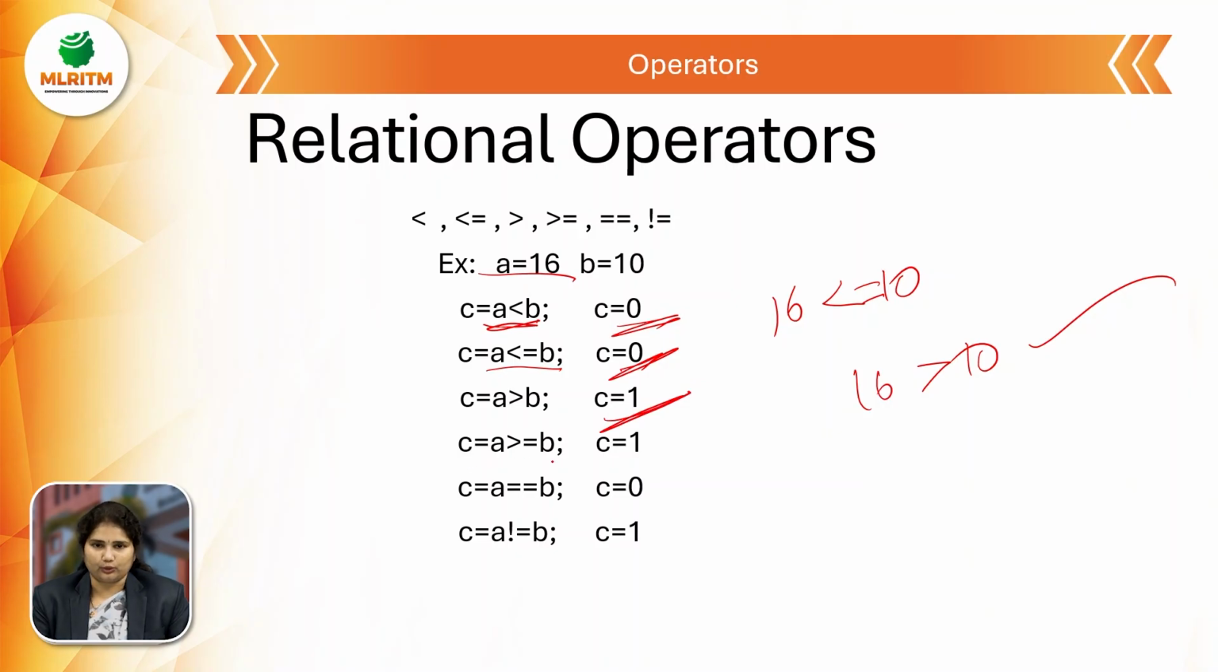A greater than or equal to b, 16 greater than or equal to 10 means what? This condition is true. Why? Because 16 is greater than 10. Then we will get the result as 1.